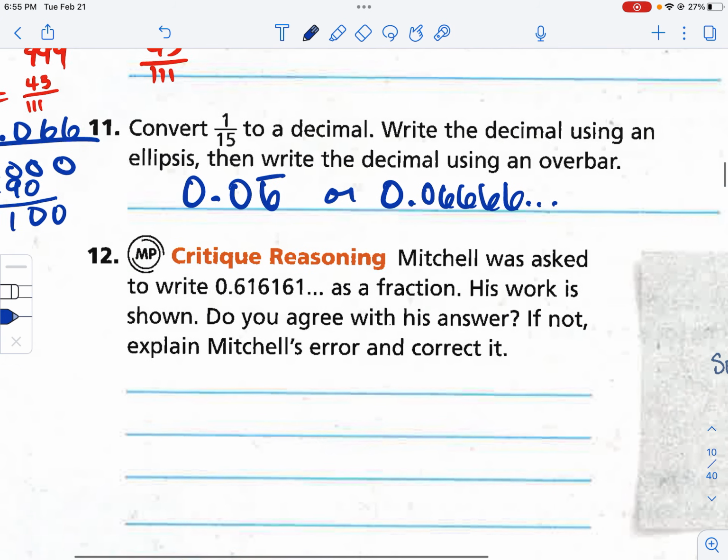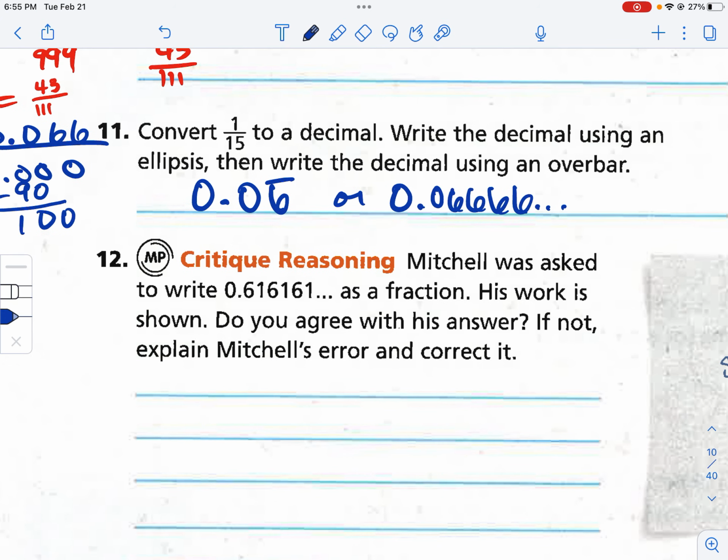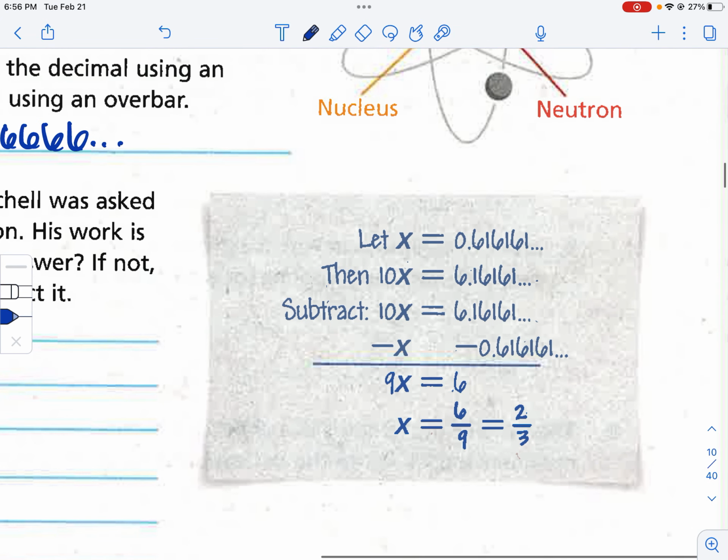Okay. Mitchell was asked to write 0.616161 as a fraction. His work is shown. Do you agree with his answer? So let's go over here. So I multiplied by 10. Okay, and then he subtracted.